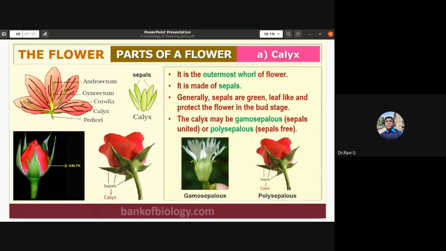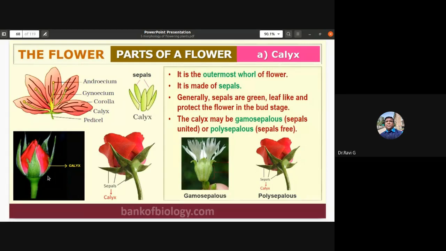So the first part that we are going to study about is calyx. Calyx is the collection of sepals. The outermost whorl of flower is calyx. Generally, sepals are green, leaf-like, and protect the flower in the bud condition. You can notice in this bud condition of rose, the sepals are protective in function.